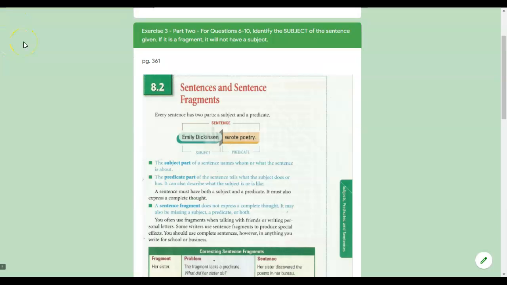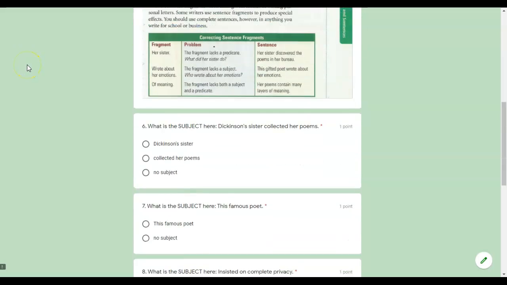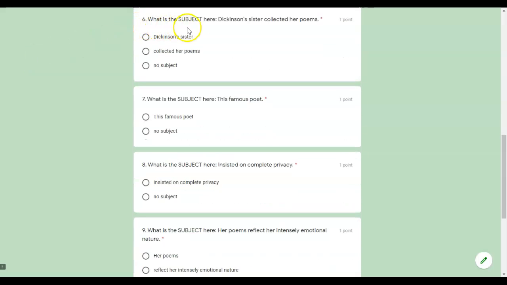So that is exercise 3, part 1. For exercise 3, part 2, questions 6 through 10, you're going to identify the subject of the sentence if it's given. If it's a fragment, it will not have a subject. So number 6, what is the subject here? Dickinson's sister collected her poems. We're trying to figure out who or what that sentence is about. Well, it's about Dickinson's sister. So that is our subject. And then let's do number 7. What's the subject here? This famous poet. Well, we don't know what they did, but the sentence is about that poet. So this famous poet would be your subject.